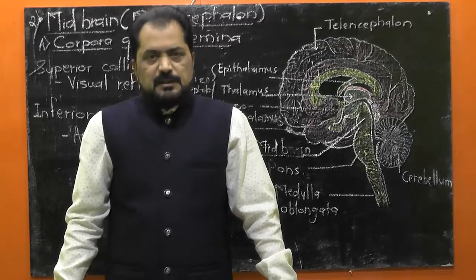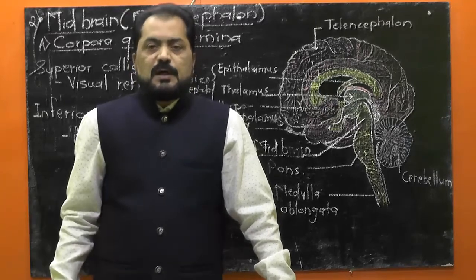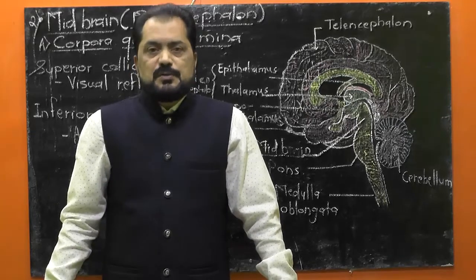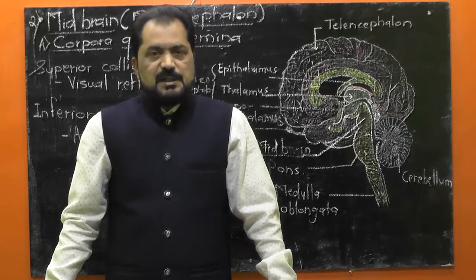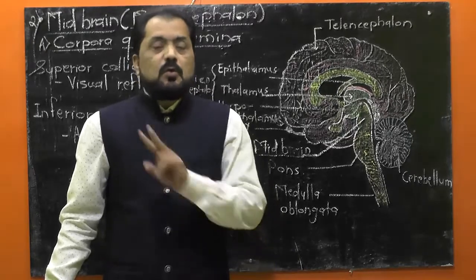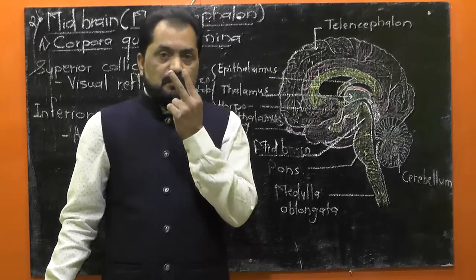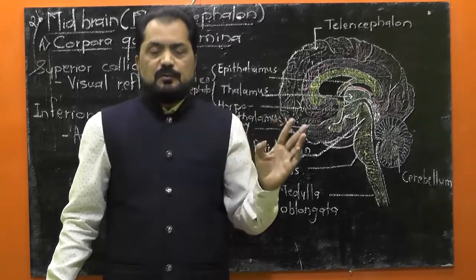It means that these superior colliculi are responsible to control the visual reflexes, that is, to bring about the coordination between the movement of eyes and movement of head.